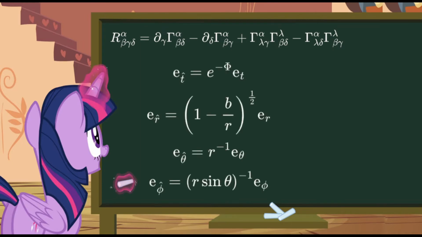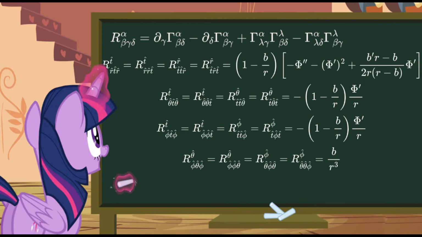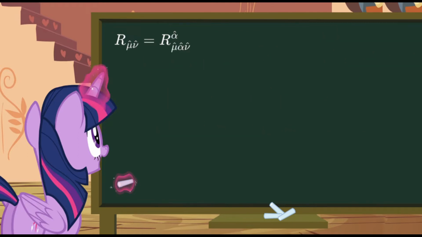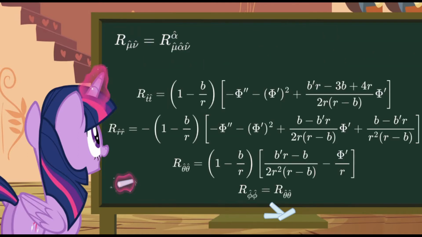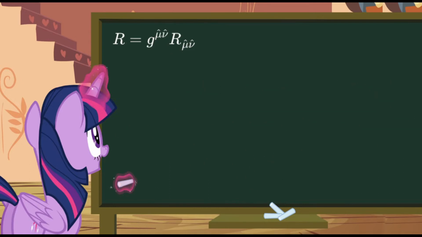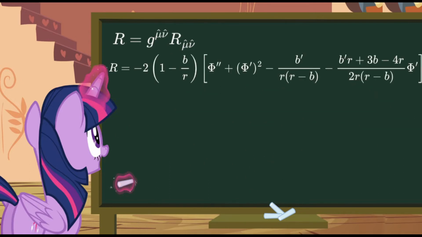But before, we'll switch coordinates to an orthonormal one. This will make the calculation a bit easier. Making another tedious calculation, we find all the non-zero tensors. Then we find the Ricci curvature tensor using this formula, and the Ricci scalar from the tensors that gives this.